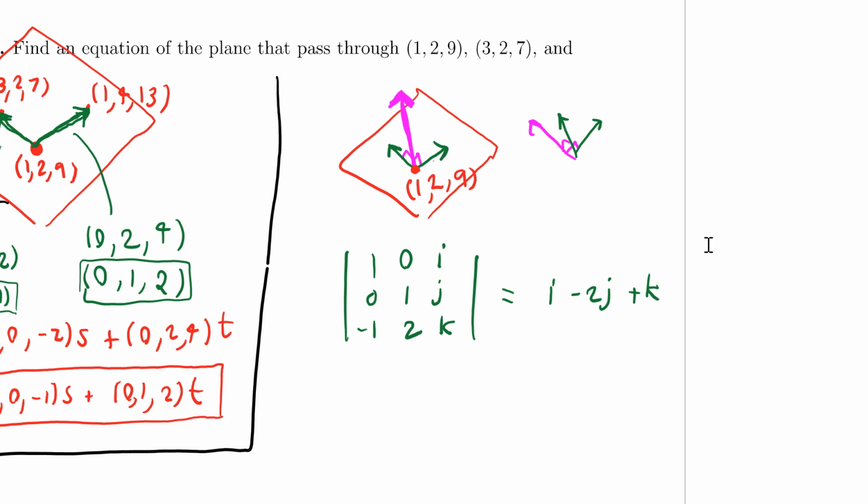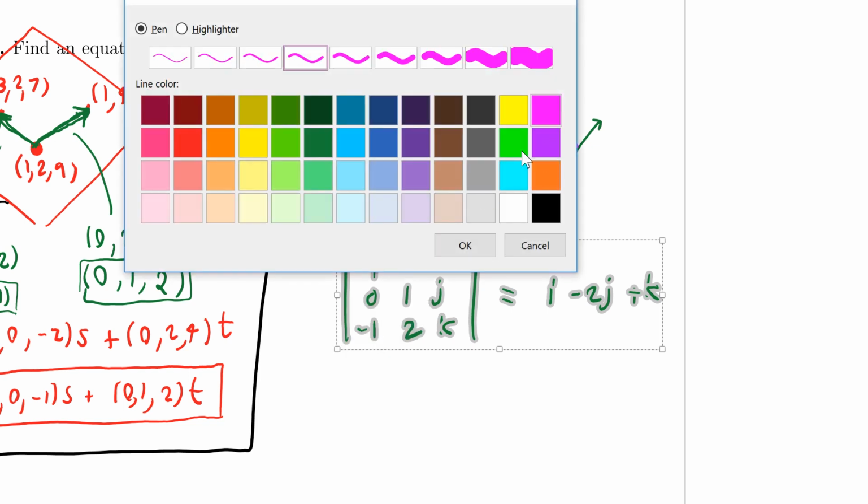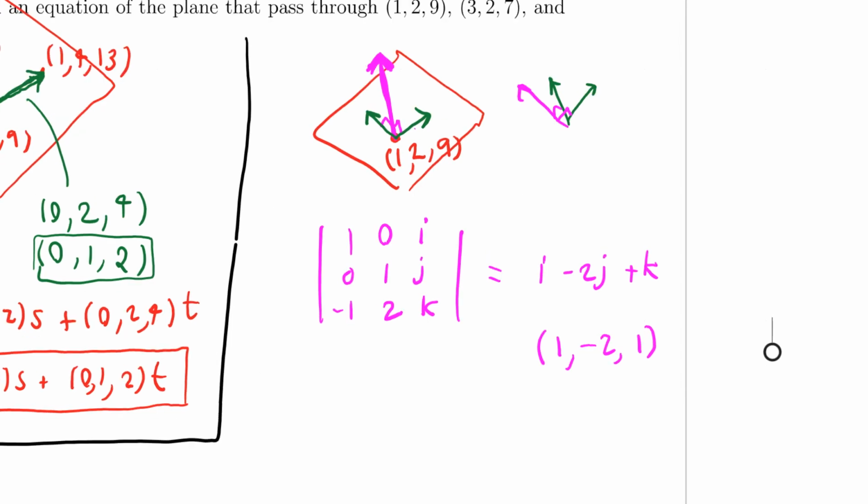Let me make this the same color. So this is my pink vector here. The coordinates of this pink vector, I pull off the coefficients, are just 1, -2, and 1. In other words, I know that the normal vector to this plane is 1, -2, and 1. And I can use this to find the equation of the plane.